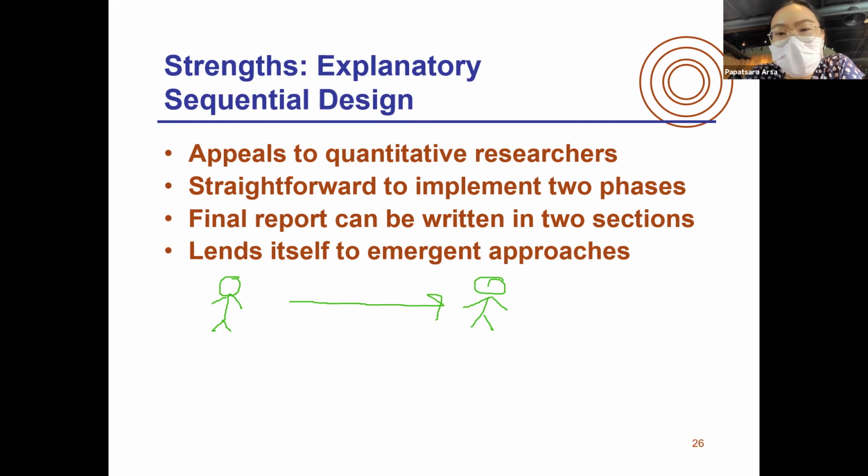So the point is that it's not only the method that we use, it's not just the combination of the methodology, right? We have to think about the relationship between the data that we use, between the two methods, right?